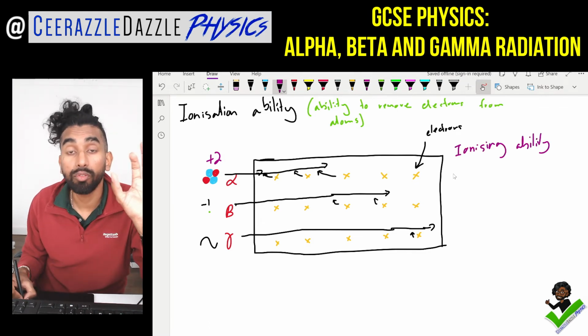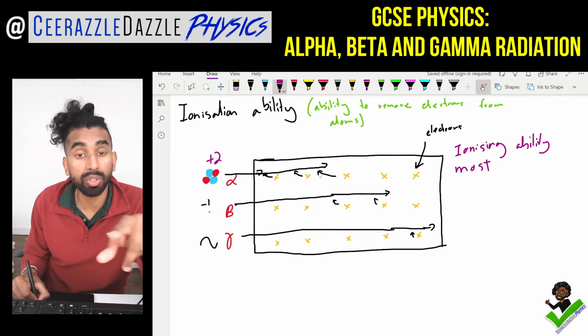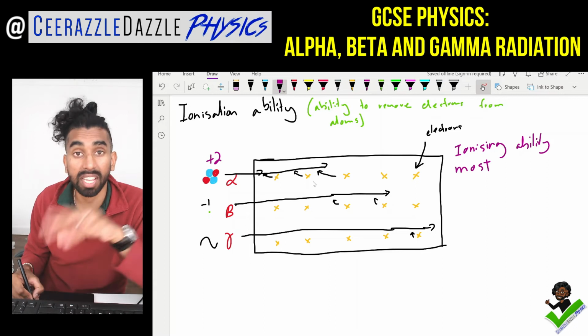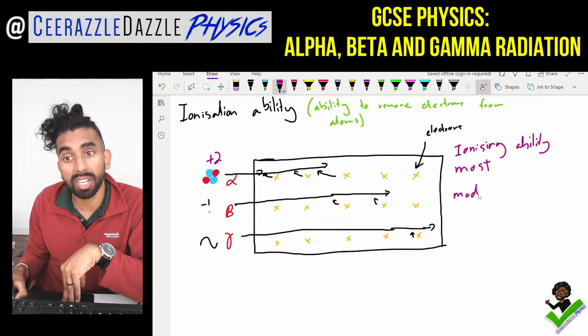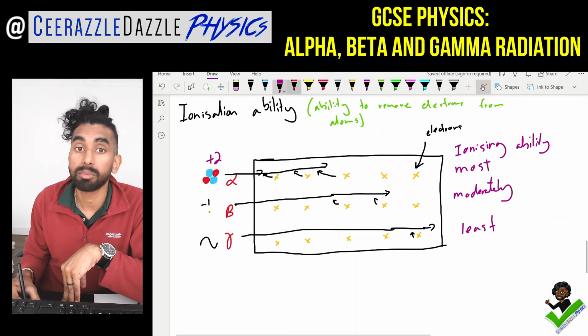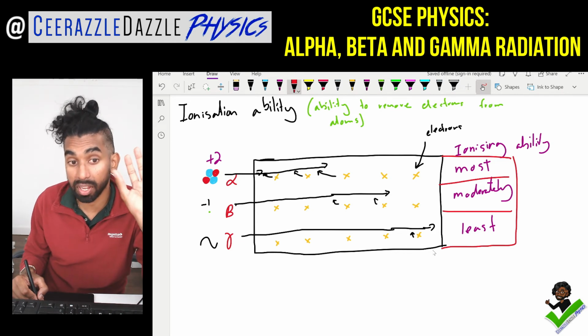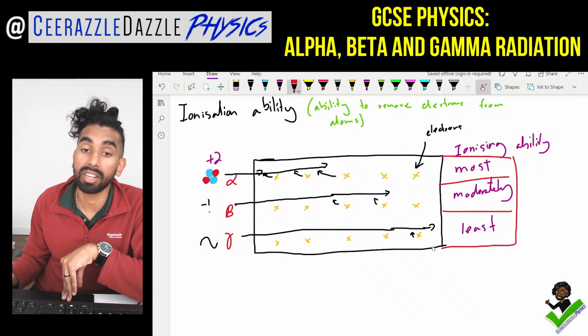Right, so hopefully we can identify that alpha is the most ionizing. Look, it's the most ionizing. That's the reason why it didn't go that far. It's the most ionizing because it has the highest charge and highest mass. Then beta would say is moderately ionizing, and then last of all, gamma is the least ionizing over here. Let's put that into a little box. Wonderful. As you can see, alpha is the most ionizing, beta is moderately ionizing, and gamma is the least ionizing.